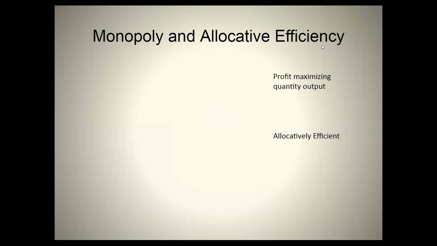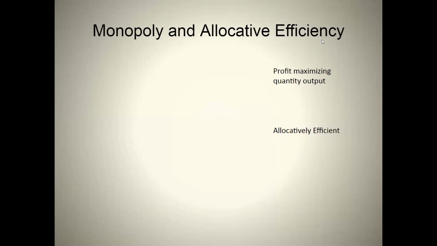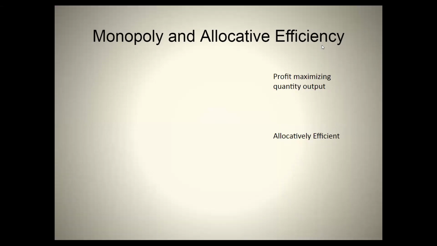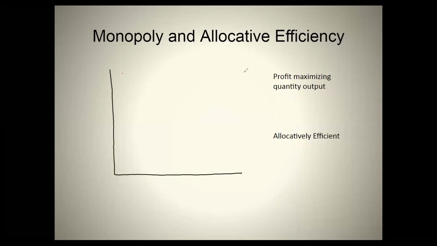So let's look at monopoly and allocative efficiency. We looked at this a little bit last time, but we're gonna look at it one more time, make sure that we understand what it means to be allocatively efficient and if monopolies are allocatively efficient. So when we're looking at the monopoly, remember the firm and the market are the same because there's a single producer. Here's our demand curve.